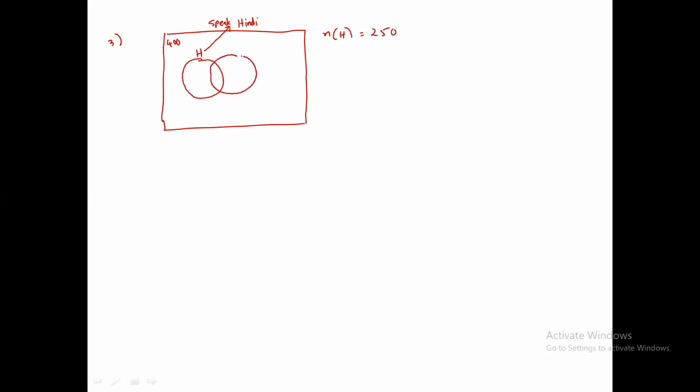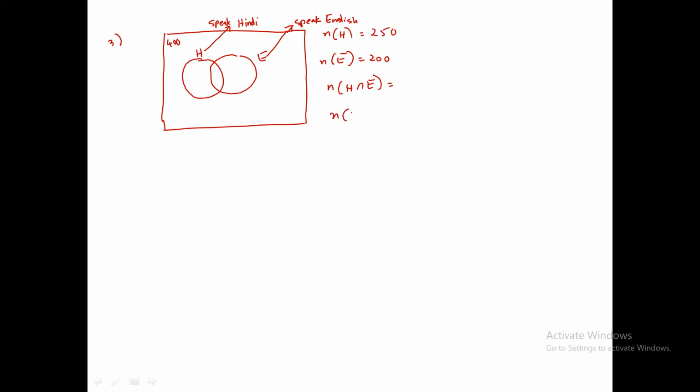There is another set E. That means people who speak English. So number of people who speak English is given as 200. And they're asking how many people can speak both Hindi and English. That you have to find.